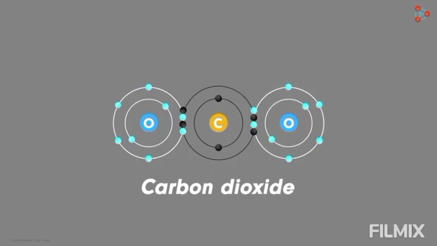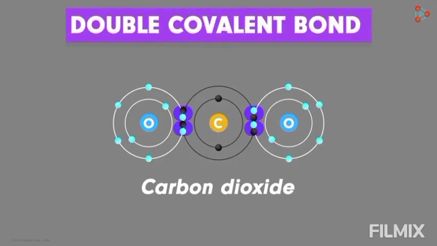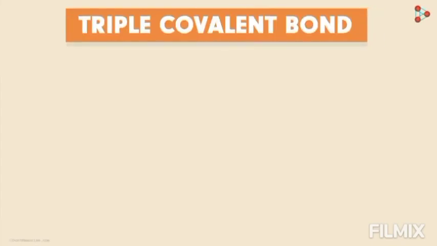So by sharing two pairs of electrons, we can say that this is a divalent covalent bond. You can see that from the oxygen two electrons are shared, the blue electrons, and from the carbon the black electrons. Two pairs have been shared between the carbon atom and the oxygen atom, so there is a divalent or double covalent bond, that means sharing of two pairs of electrons. Similarly, in the monocovalent bond one electron pair is shared.